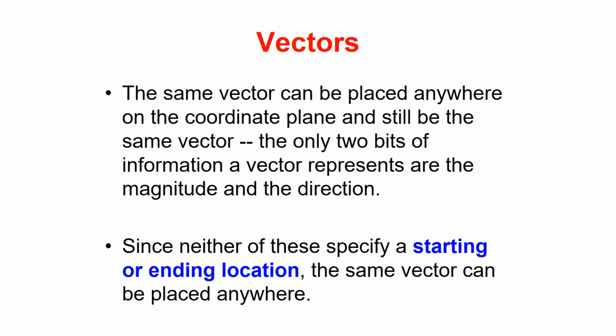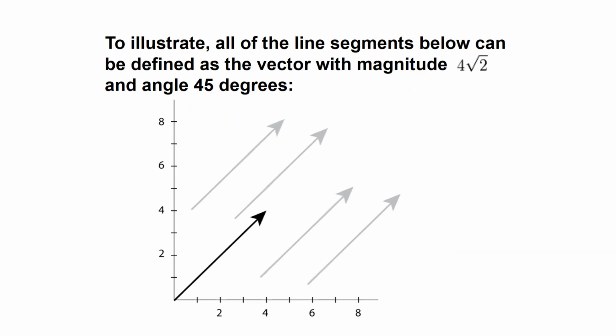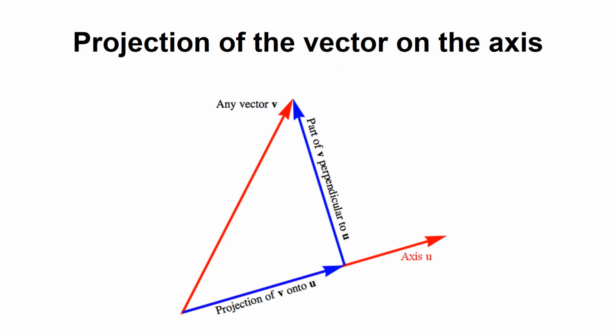Vectors. The same vector can be placed anywhere on the coordinate plane and still be the same vector. The only 2 bits of information a vector represents are the magnitude and the direction. Since neither of these specify a starting or ending location, the same vector can be placed anywhere. To illustrate, all of the line segments below can be defined as the vector with magnitude A and angle 45 degrees. Projection of the vector on the axis.